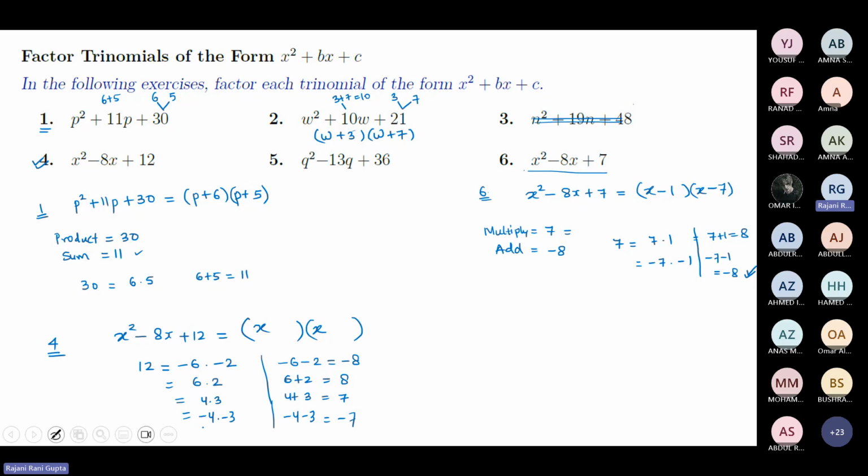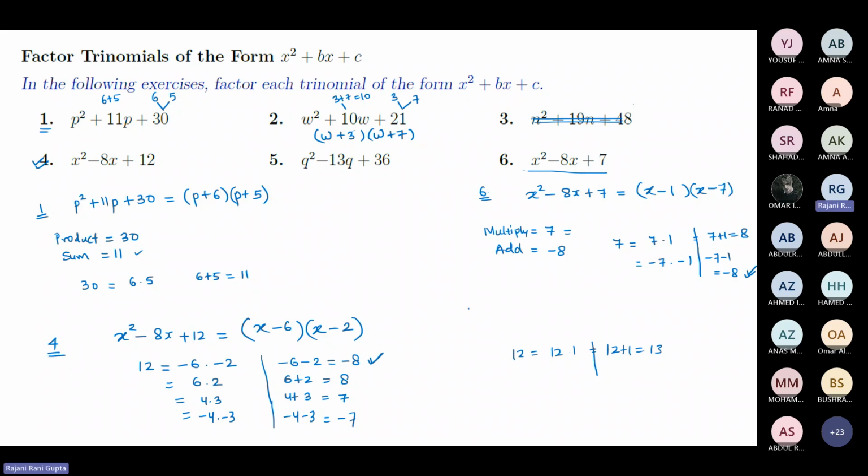You also have 12 and 1. 12, you can write it as 12 times 1, but that gives you 12 plus 1, that is 13. So your correct option is this one, minus 6 minus 2. Okay?